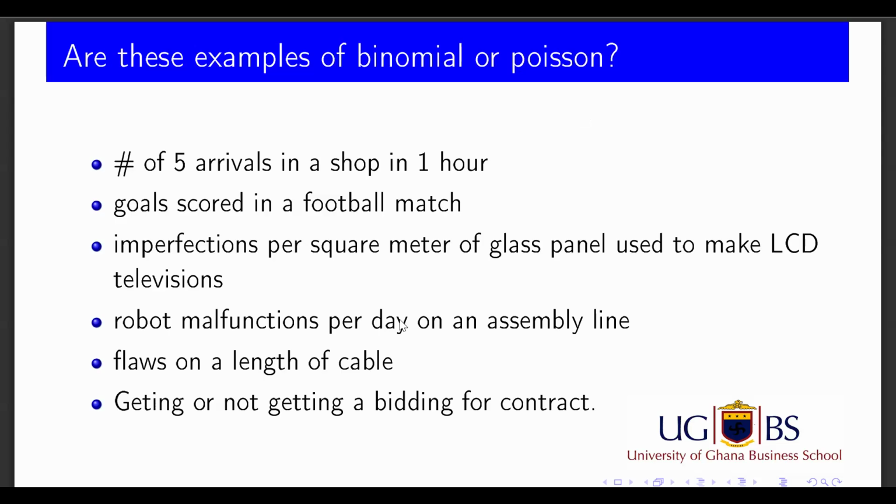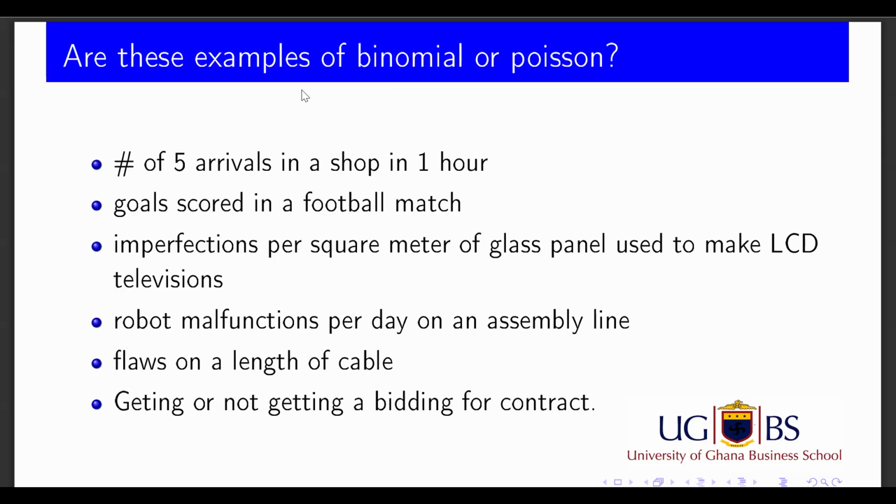Simon, next one. Is this Solomon or Simon? Solomon, sorry. The answer is binomial. Why? Because it's either malfunctioning or functioning. So two outcomes. That's wrong.